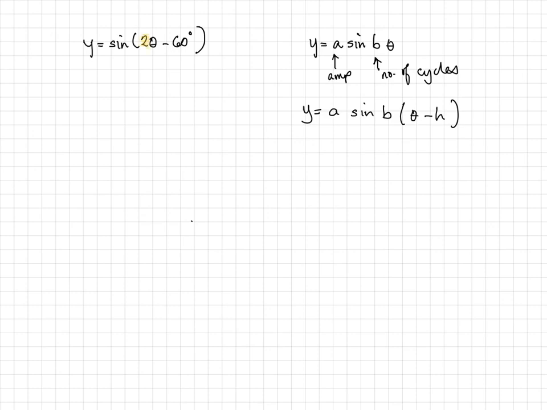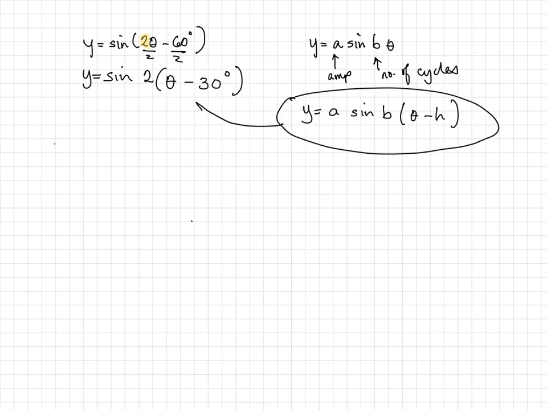Okay, so to do that, we have to make it 2 outside the parentheses and then divide 2 here. So we'll have theta by itself, and this is now minus 30 degrees. Okay, so this is now the same as this format here.